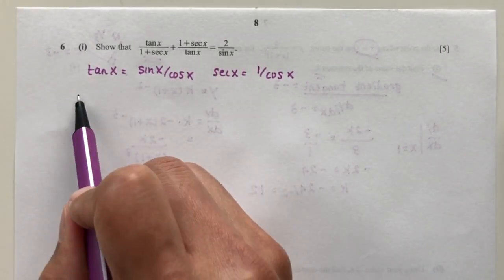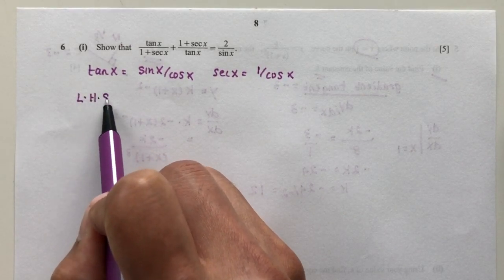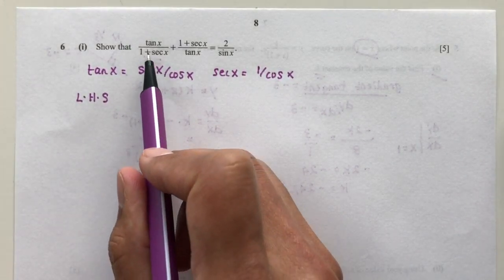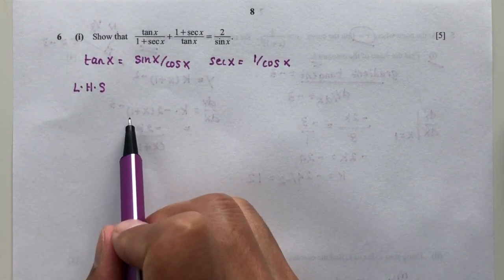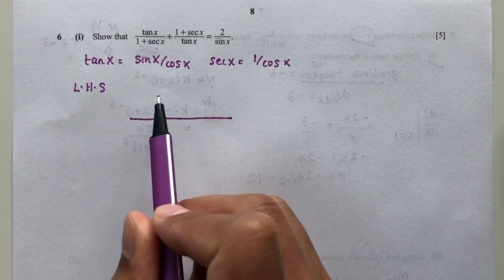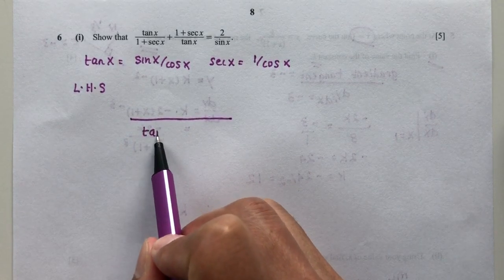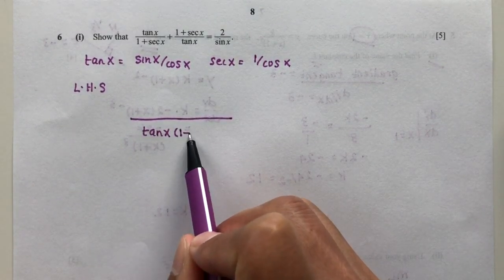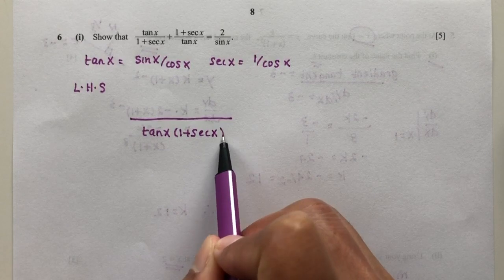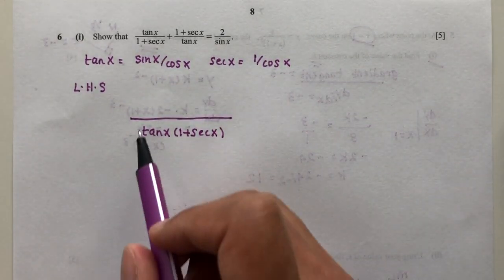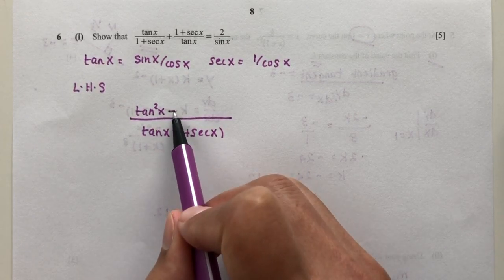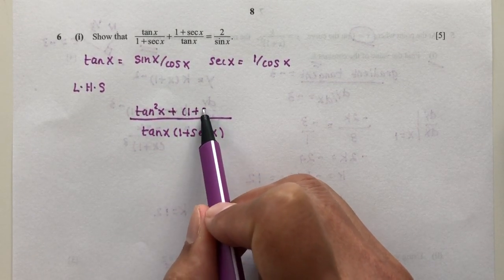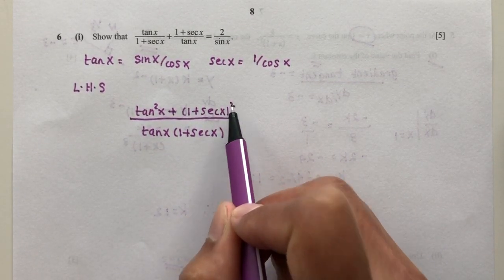Let's just begin with the left-hand side. Since the denominators are different, we have to find the LCM. So LCM will be multiplying the denominators by each other. So we will have tan x multiplied by 1 plus sec x. Then we have to cross multiply. So here you will have tan squared x plus (1 plus sec x) squared.